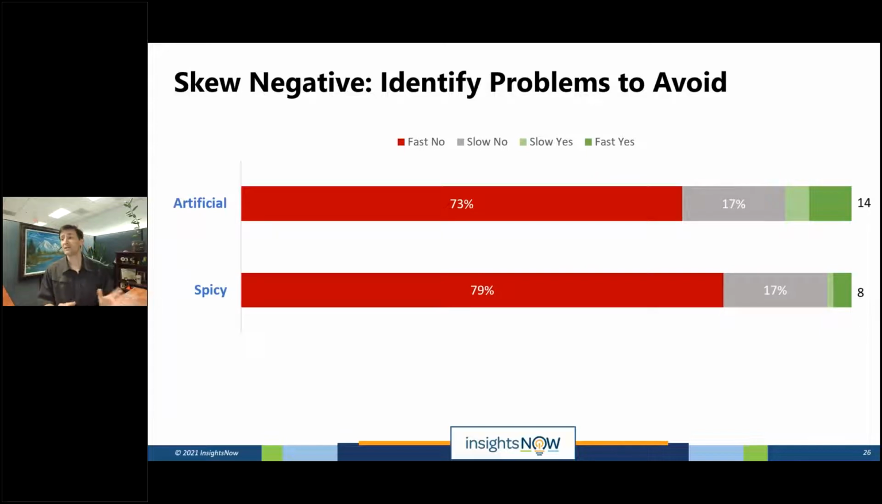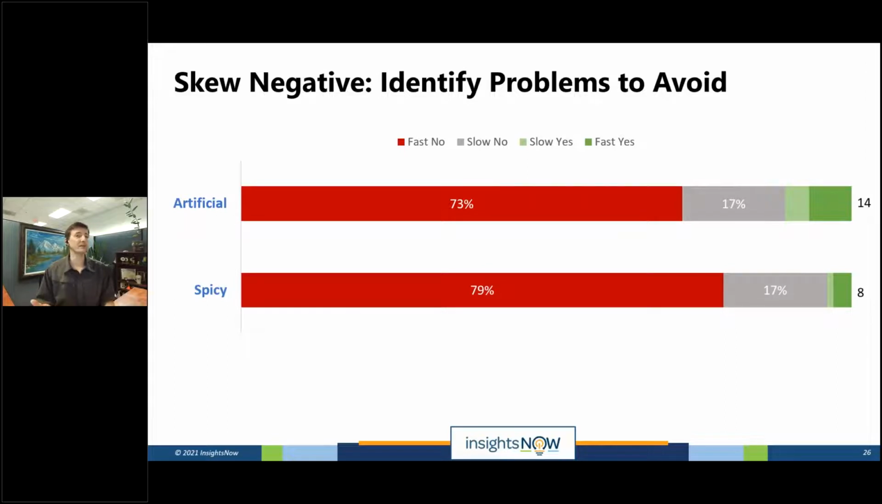Now, skew negative, that's a great thing to look for. A lot of people forget to look for the negative things, but negative things help us because they help us understand what to avoid. They help us not make mistakes. So in this case, things that make complete sense, like artificial. Nobody wants something artificial. They would much prefer something natural. So 73% of the people in this study said fast no to artificial. That indicates that the vast majority intuitively do not want that in their nightly toothbrushing routine, and don't want that associated with their toothpaste. So that's easy to avoid.